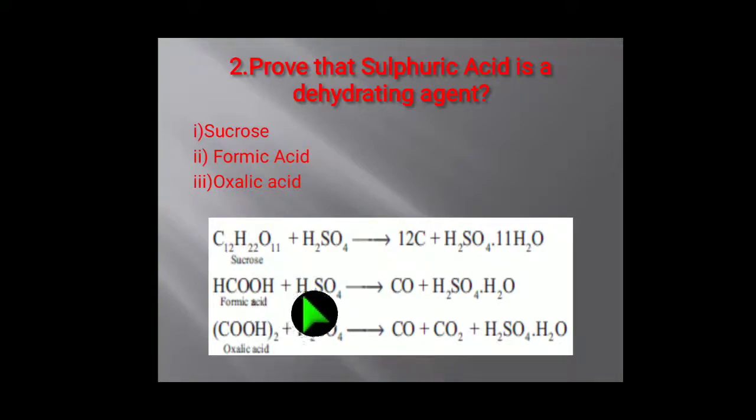Second equation, formic acid. In formic acid, the sulfuric acid reacted, carbon monoxide, sulfuric acid with water. And oxalic acid, COOH bond COOH, reacts with the sulfuric acid. Here, what are the products? Carbon monoxide, carbon dioxide, sulfuric acid with water. Dehydrating agent means removal of water.